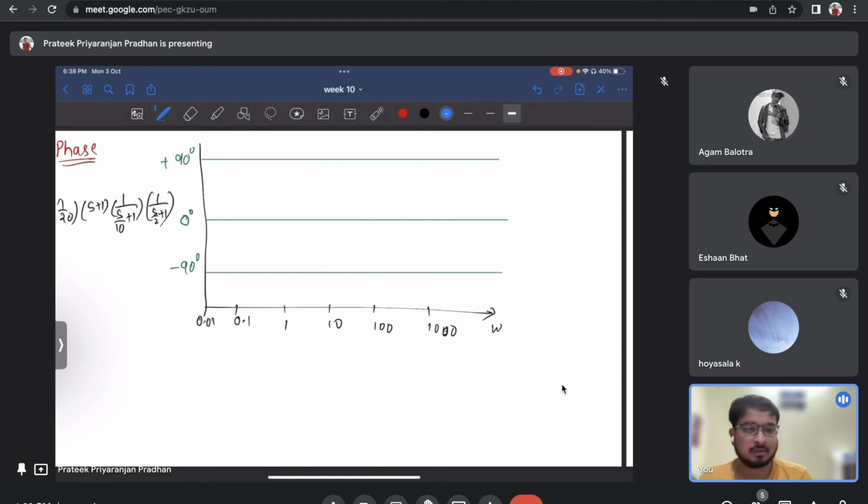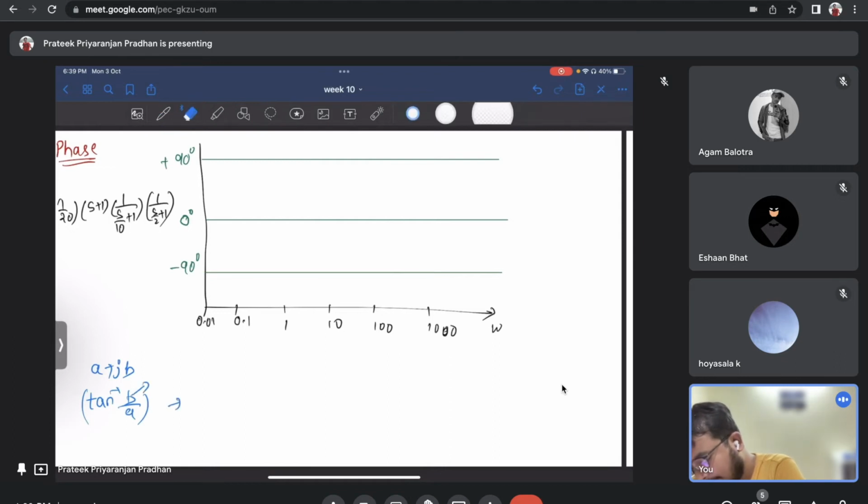Very good. Because it doesn't have any j omega term. So when it doesn't have a j omega term, a plus jb, so tan inverse b by a, b is 0, that's why it's 0. Okay, you can calculate like this also. So this is for 1 by 20.